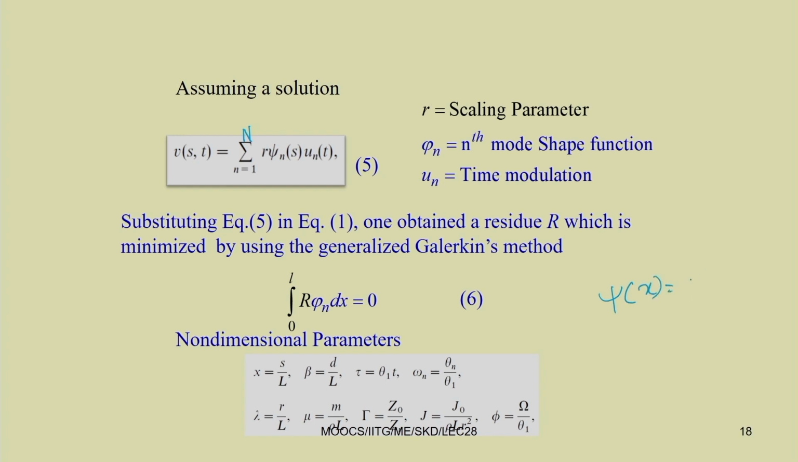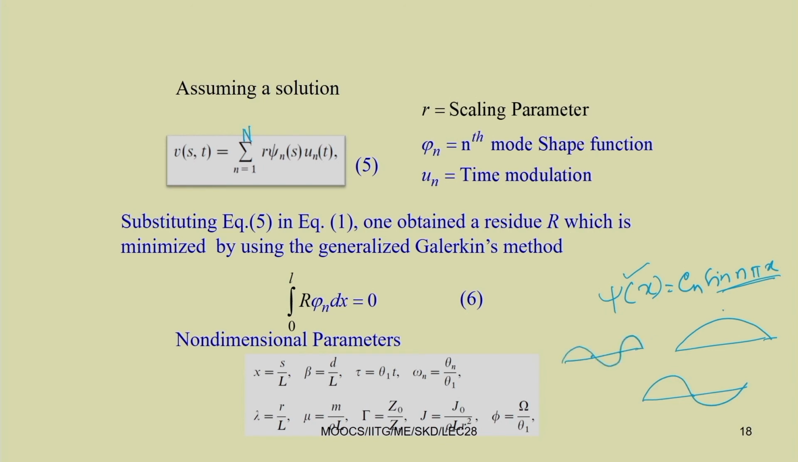equal to C n sin n pi x by L, where s by L is equal to x. So, here the mode shapes are in the form of a sine curve. For example, for the first mode, it will look like a part of the sine curve. Then for n equal to 2, you can have one node here. For n equal to 3, 2 nodes may be formed.